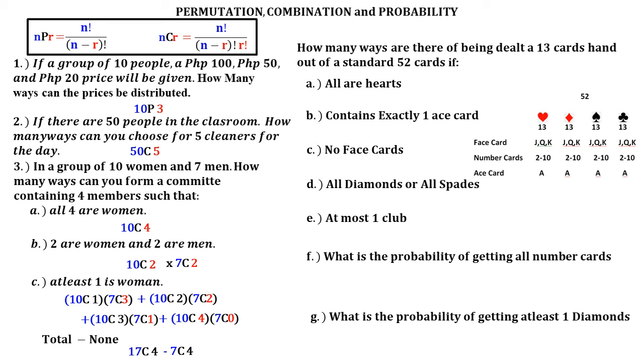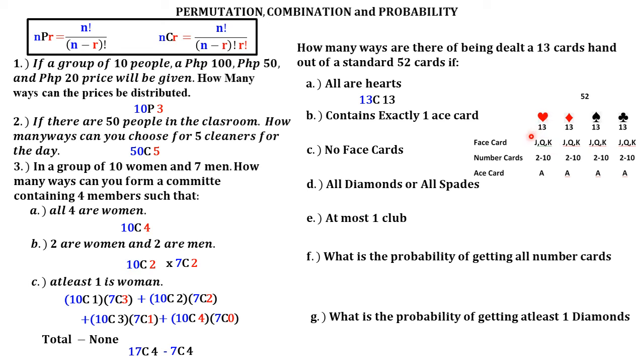All are hearts. So, pipili tayo ng 13 cards. How many ways na makapili tayo ng all hearts? Ilan ba ang hearts natin, which is 13? So, sa 13 na to, we will choose 13. Ibig sabihin, pag kinompute mo to, 13 choose 13, ang kakalabasan niyan is 1. Bakit 1? Since there is only one way para makuha mo ang 13 cards na all are hearts, which is para makuha tong lahat na to.